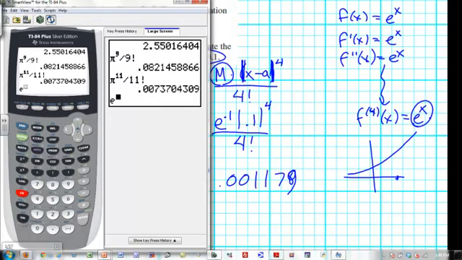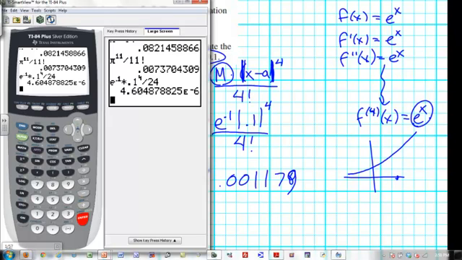e to the power of 0.1 times 0.1 to the fourth power, and then take all of that and divide it by 24. It's the same thing. I accidentally put a 4. I put 0.4 to the fourth. Are we okay now?